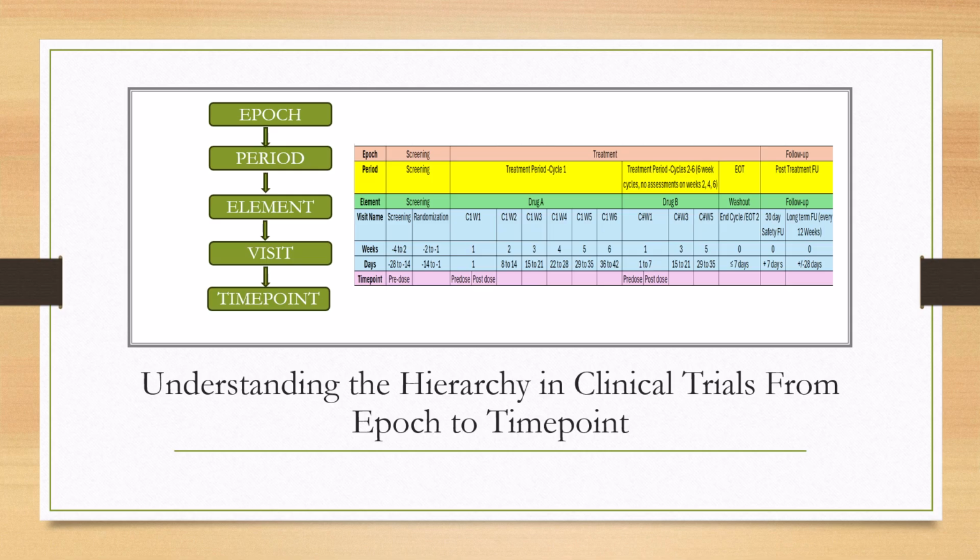Again, the period can further be classified under the elements. Although in this study, under treatment period 1, we are giving the subject only a single drug, that is drug A, in many studies we might be giving more than one drug. Both those drugs will be marked as elements for period 1, and the same can be the case for period 2, so that you can segregate the periods into elements according to your study.